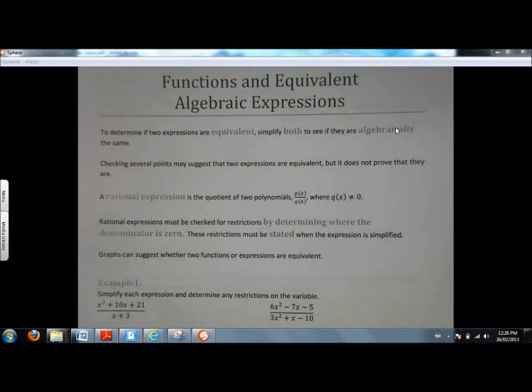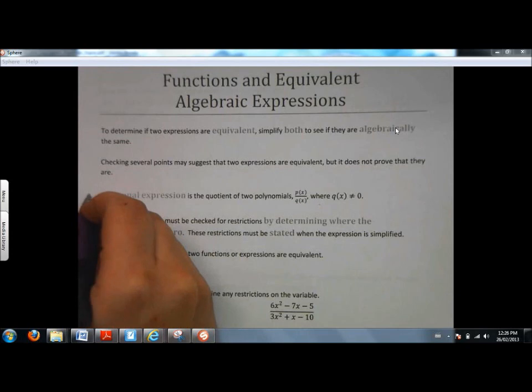We're about to start Chapter 2. Chapter 2 is all about transformations of functions. Transformations are things like stretches and compressions, and translations, moving up and down and to the left and to the right. But before we talk about translations of functions, I want to introduce you to a new type of function.